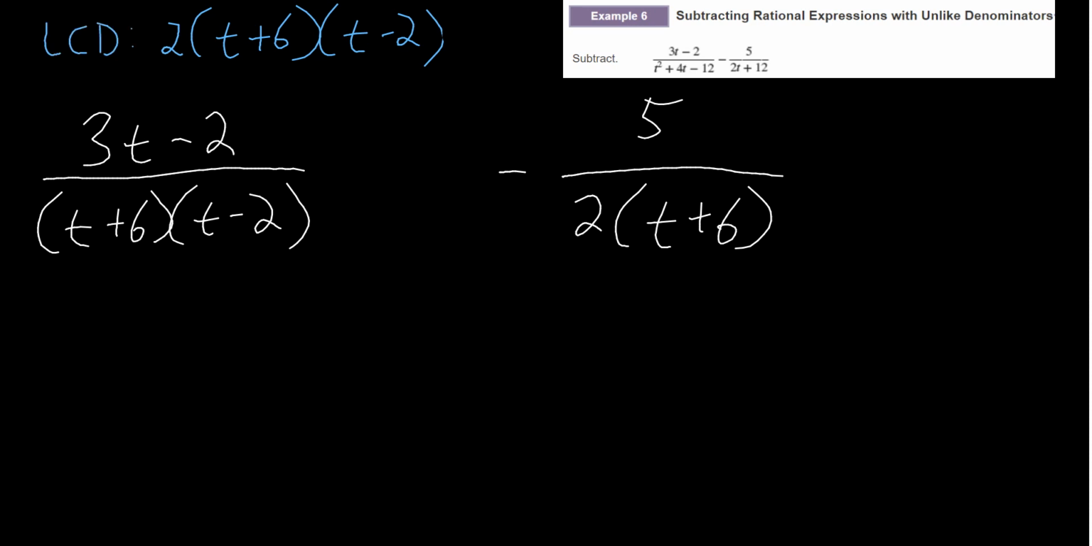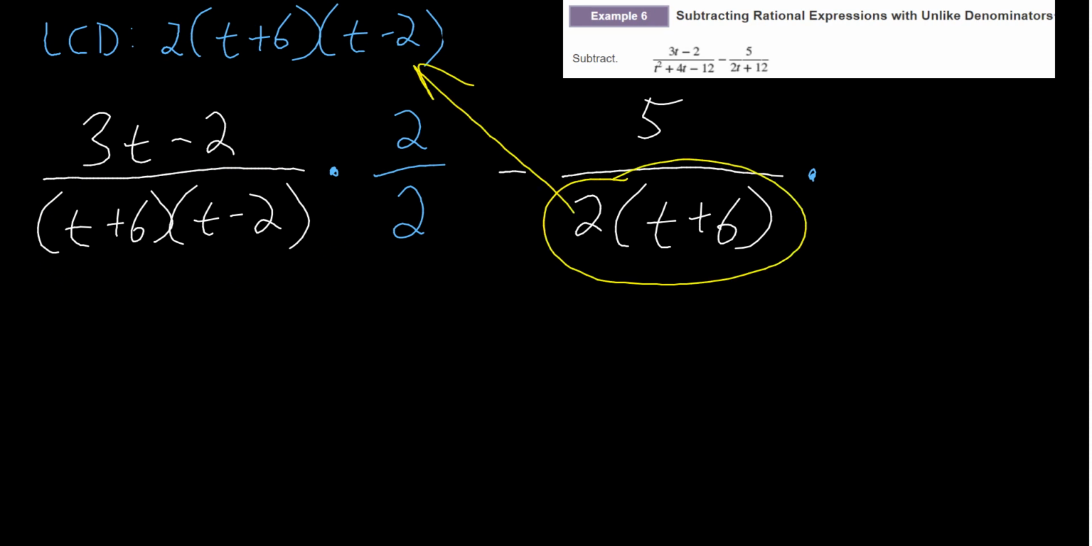Okay, so how do I transform this denominator into this? Well, it's already got the t plus 6, it's already got the t minus 2, it does not have the 2, so I must multiply it by 2. And then multiply the numerator by 2. Okay. What do I need to multiply this by to get to this? Well, it already has a 2, it already has a t plus 6, but it needs a t minus 2. Okay, so it needs a t minus 2.